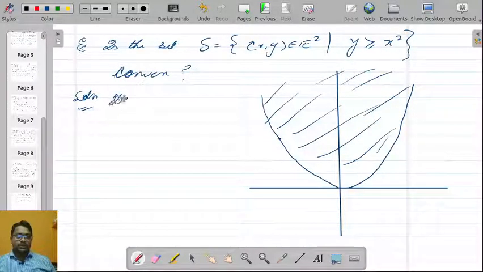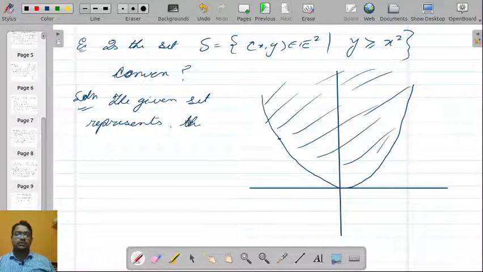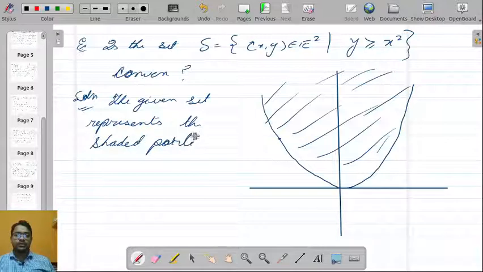So the given set represents the shaded portion in the diagram.